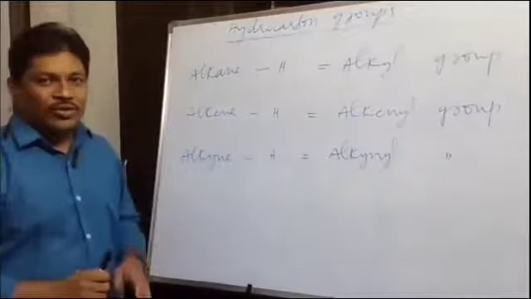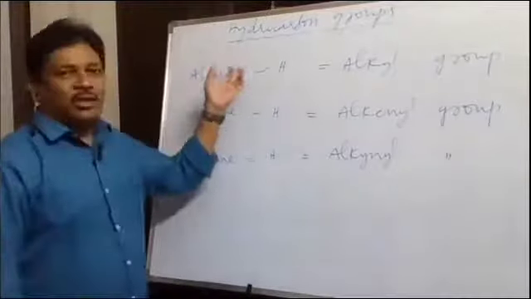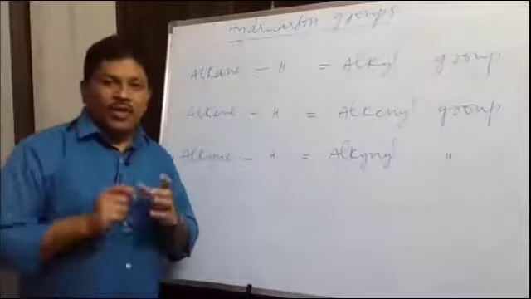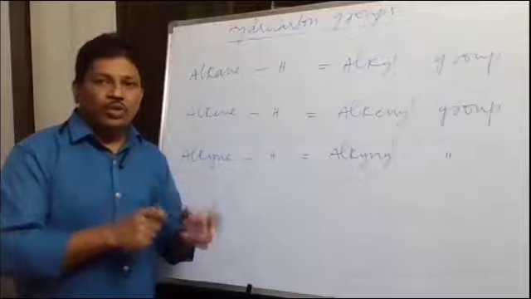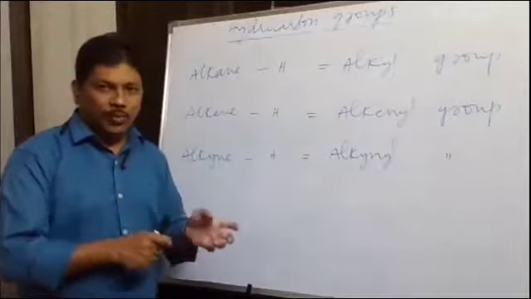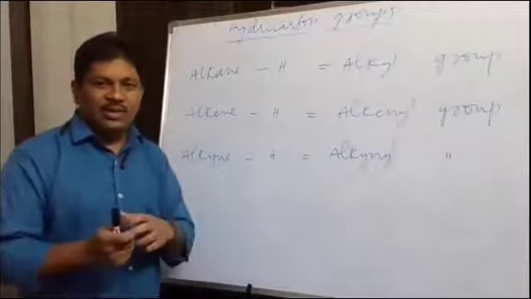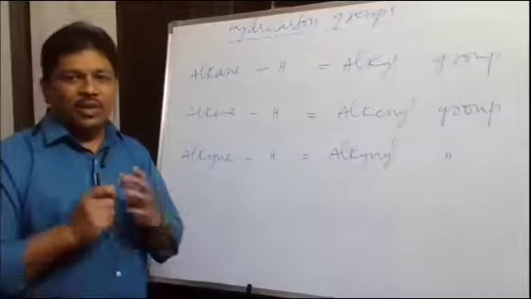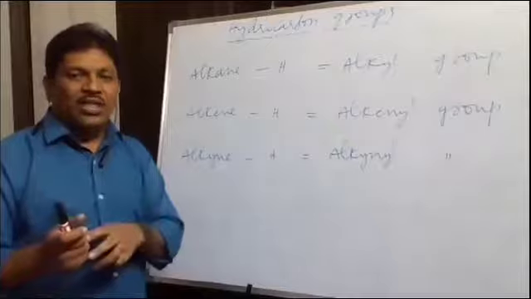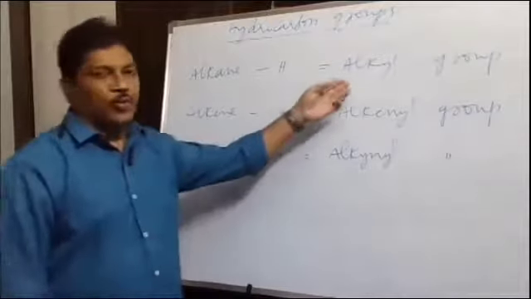And today we are going to discuss hydrocarbon groups. That is, when we remove a hydrogen atom from a hydrocarbon molecule, the leftover group is called a hydrocarbon group. In the previous section, we discussed the hydrocarbon groups of alkanes. When you remove hydrogen from an alkane, we generally get an alkyl group.